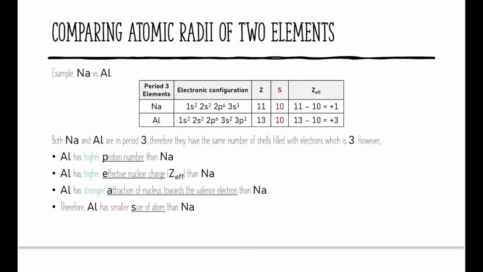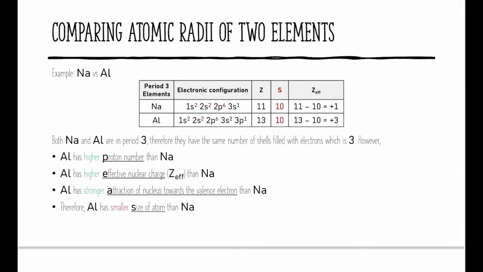In the exam, if the question asks you to compare atomic radii of two elements, you cannot explain in general terms. However, you need to be more specific. For example, if we compare sodium with aluminium, you need to write down the electronic configuration first so that you can calculate the effective nuclear charge. Be reminded that sodium and aluminium are in the same period, which is period 3. Therefore, they have the same number of shells.